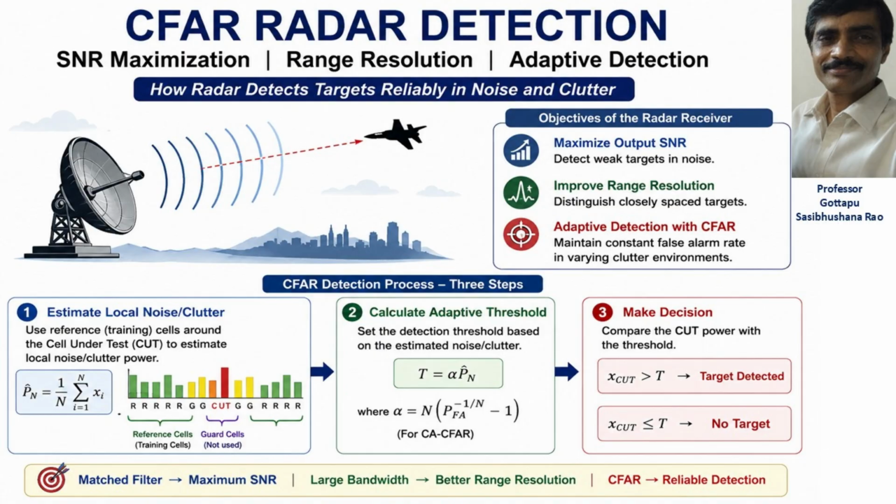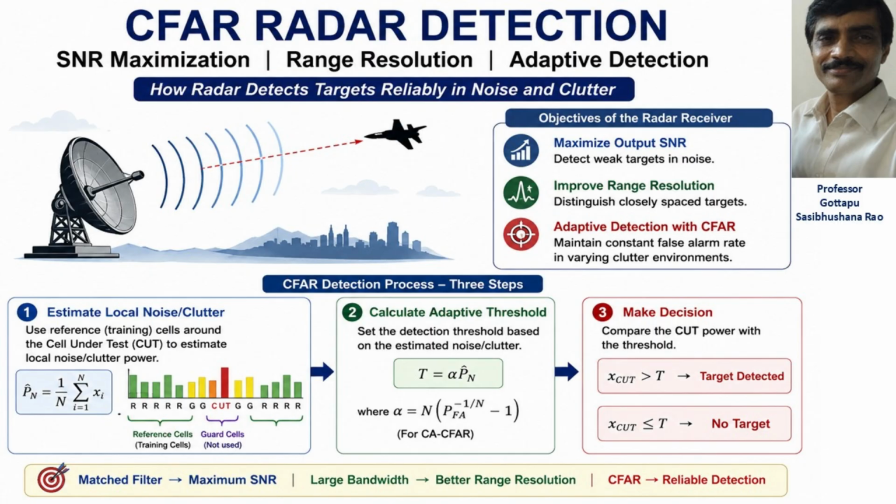First, the surrounding reference cells are used to estimate the local noise or clutter level. Next, an adaptive threshold is calculated as T equals alpha times the estimated noise power. Finally, the power in the cell under test, or CUT, is compared with this threshold. If the CUT power is greater than the threshold, a target is detected. Otherwise, no target is declared.